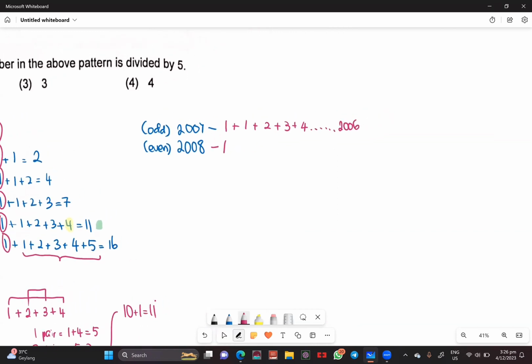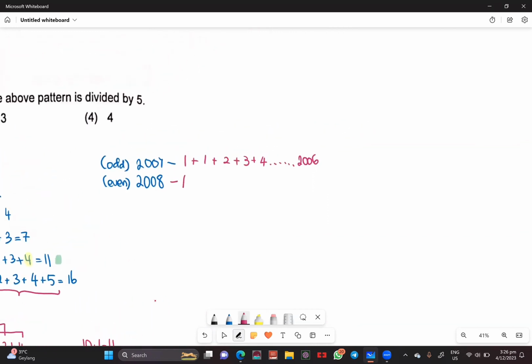So what I'm going to do is pair them up for pattern number 2007. Over here, I can say that one pair for 2007, so maybe I can write over here pattern 2007, one pair is basically how much? 1 plus 2006, which is equals to 2007.